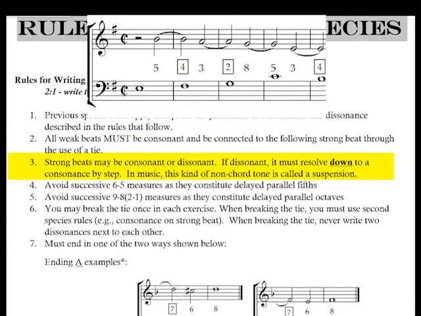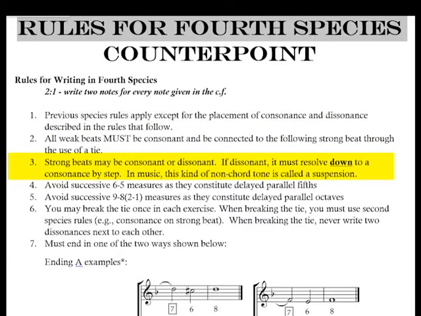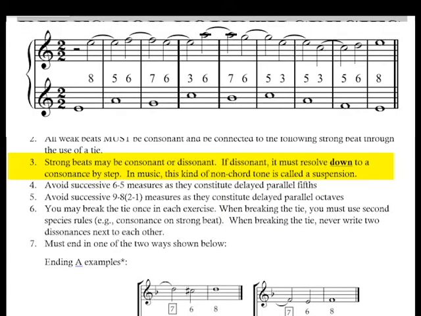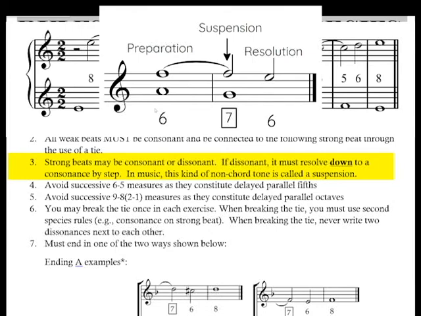Rule number 3, strong beats may be consonant or dissonant. That means the first note of every measure can be consonant or dissonant, and if it is dissonant, it must resolve downward to a consonance by step. And of course, in music, we call this kind of non-chord tone a suspension.